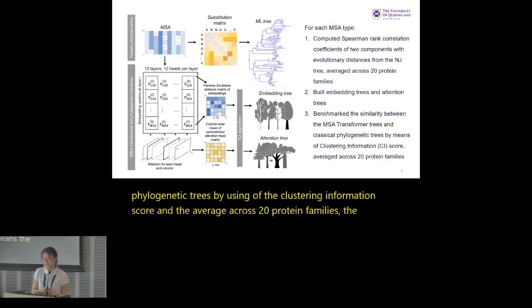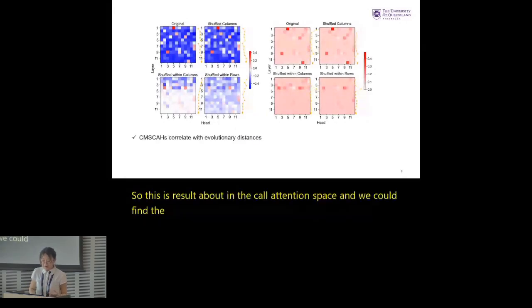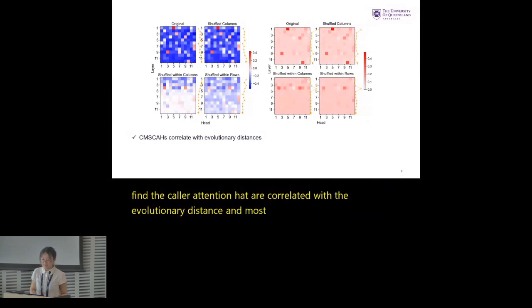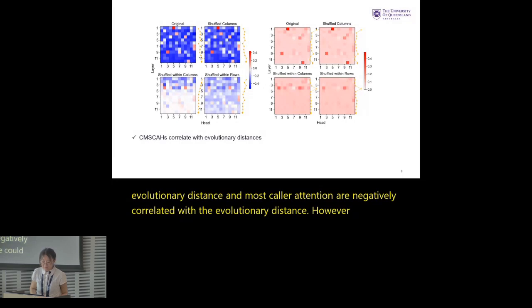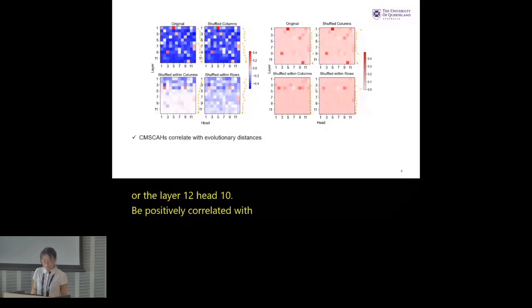So this is the result in the column attention space, and we find the column attention heads are correlated with the evolutionary distance, and most column attention heads are negatively correlated with the evolutionary distance. However, we find some attention heads, such as the head from layer 1 head 5, or layer 12 head 10, that are positively correlated with the evolutionary distance across 20 protein families.